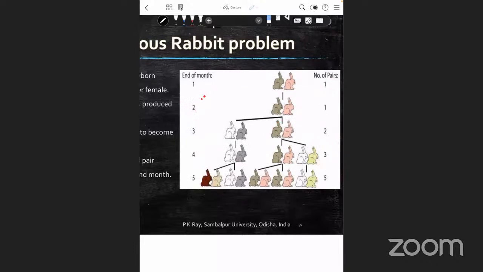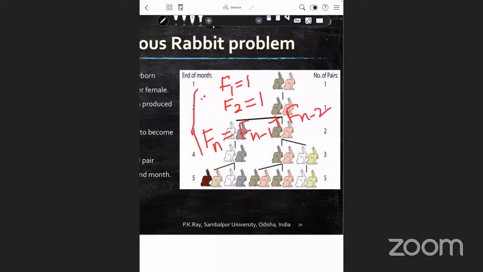So what are Fibonacci numbers? The first Fibonacci number I am taking as 1, the second Fibonacci number as again 1. Third onwards, the third is F2 plus F1, the fourth is F3 plus F2, and so on. So in general, Fn is Fn minus 1 plus Fn minus 2. That is the sum of the previous terms.